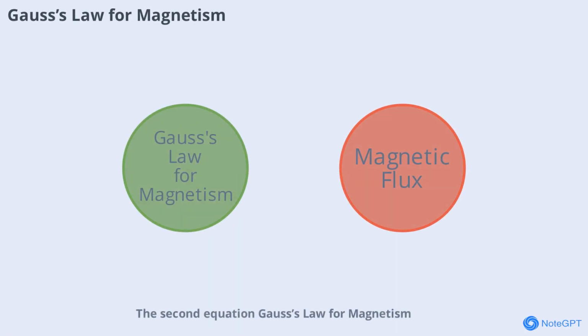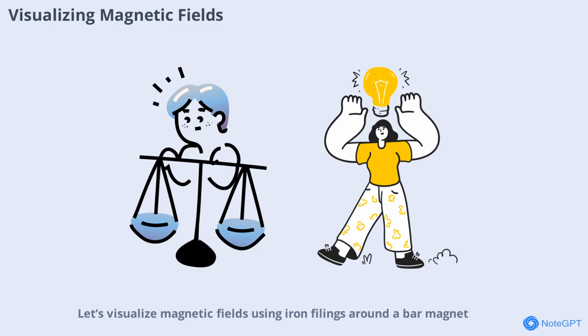The second equation, Gauss's law for magnetism, states that the net magnetic flux through any closed surface is zero. This means that magnetic monopoles, isolated north or south poles, do not exist in nature. Magnetic field lines always form closed loops, emerging from the north pole of a magnet and entering the south pole. This law is crucial for understanding why magnets always have both poles and why magnetic field lines behave the way they do.